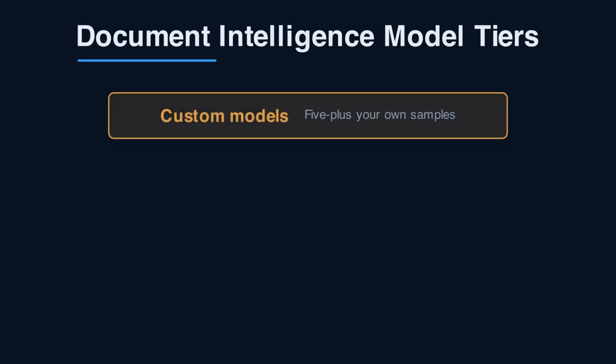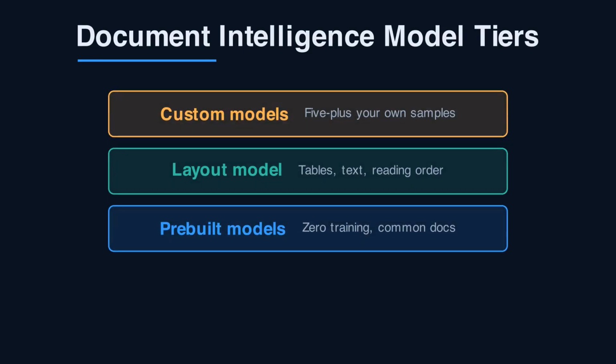Document Intelligence gives you 3 tiers of model. First, pre-built models for common document types: invoices, receipts, identity documents, tax forms, business cards, and health insurance cards. You call them and get named fields back with no training. Second, the layout model, which extracts text, tables, selection marks, and reading order from any document without knowing its type. Third, custom models that you train on your own forms.